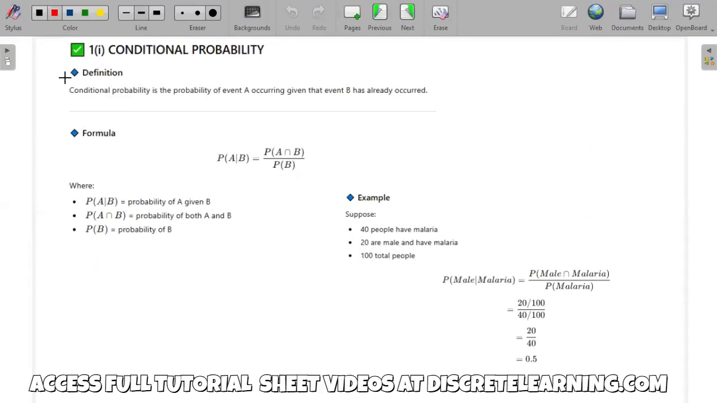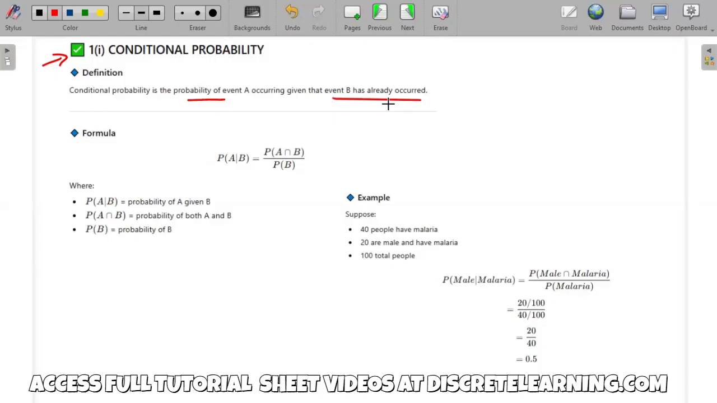The other definition that we need to explain is conditional probability. Conditional means this probability is based on a certain condition. So conditional probability by definition is the probability of an event A occurring given that event B has already occurred. That's what we call conditional probability.